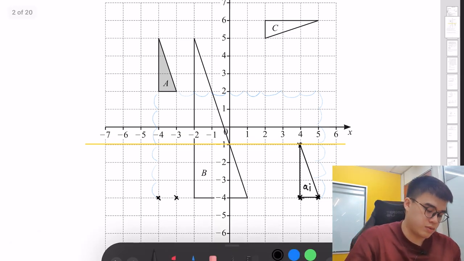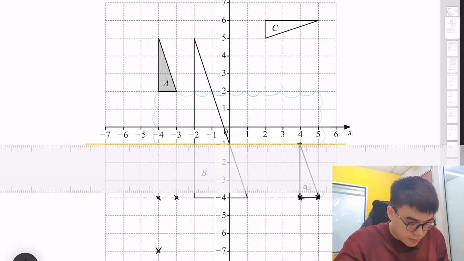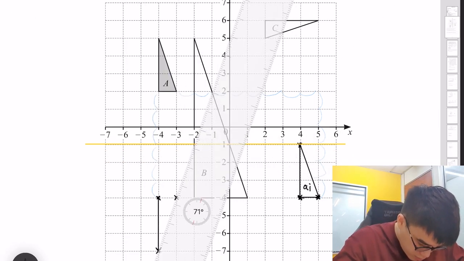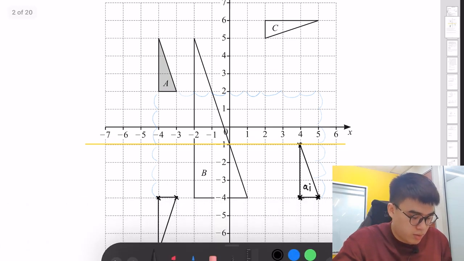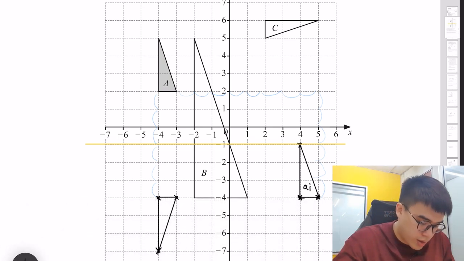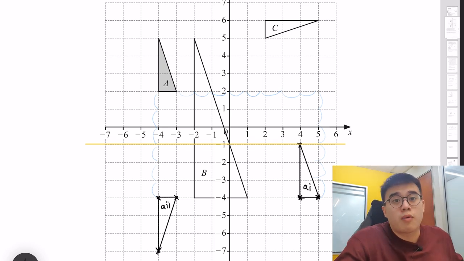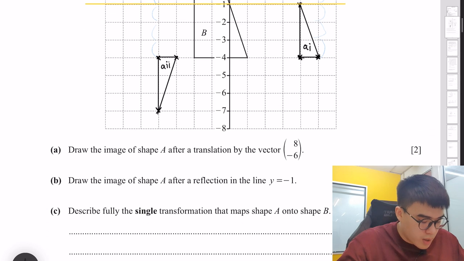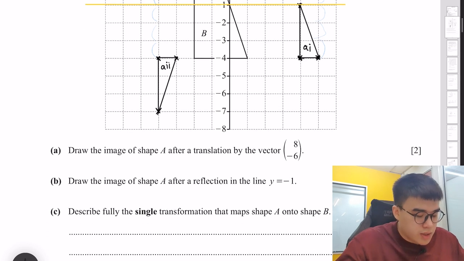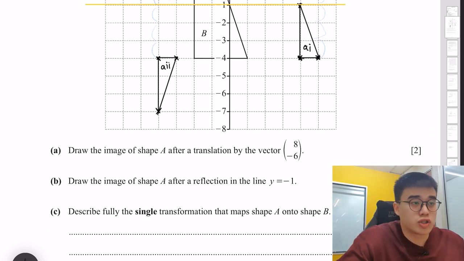So let's take out the ruler again. Okay, so this is your A number two. Moving on, we have another question that goes: describe fully the single transformation for shape A onto shape B.